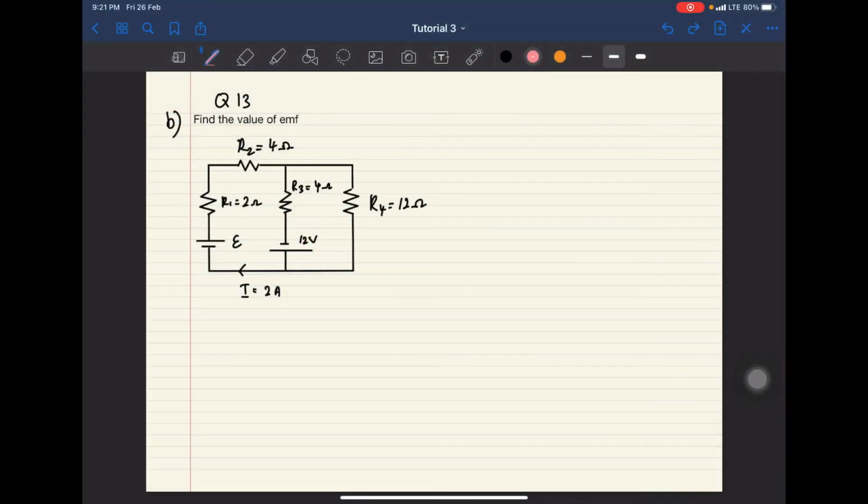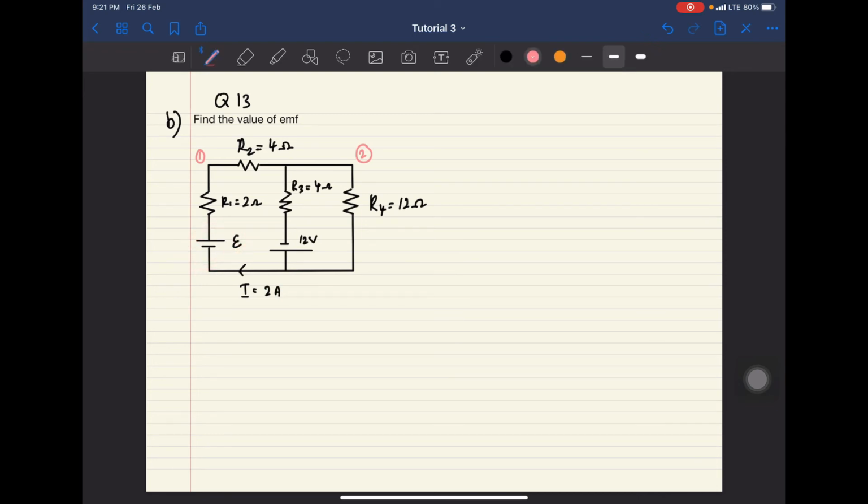Okay, for question number 13b, you are given a circuit. So immediately you can see that there's two loops over here, so you know that you have to apply Kirchhoff rules. So it will be the first loop and the second loop. The only difference between this question and previous question is that now they did give you the direction of one of the current, and the values of one of the current. But now they want you to find the EMF values over there.